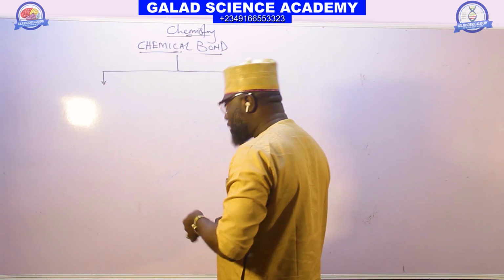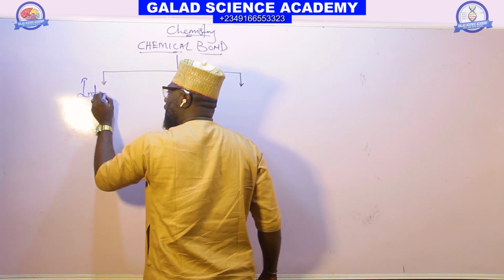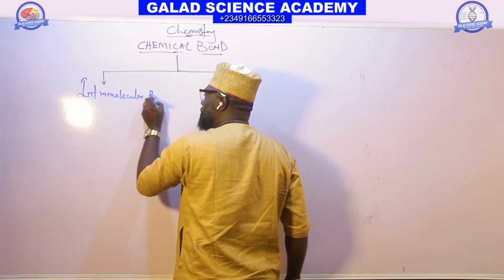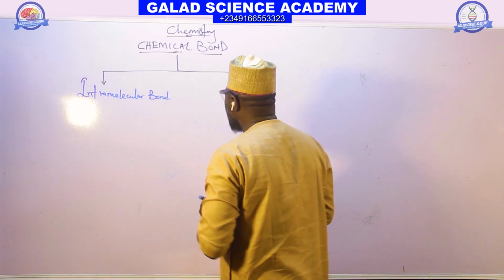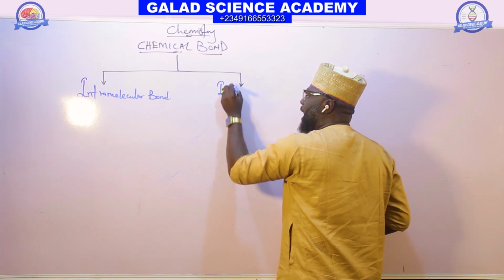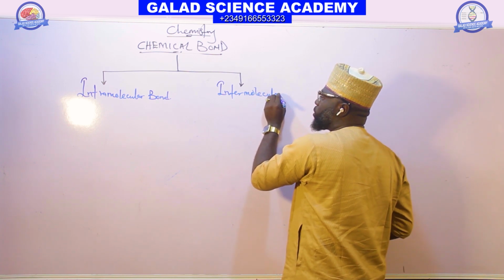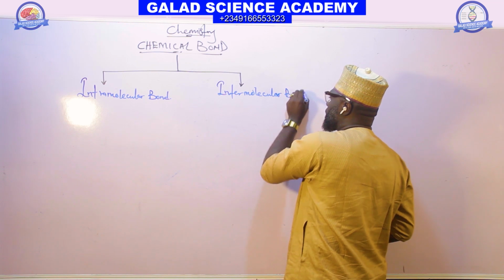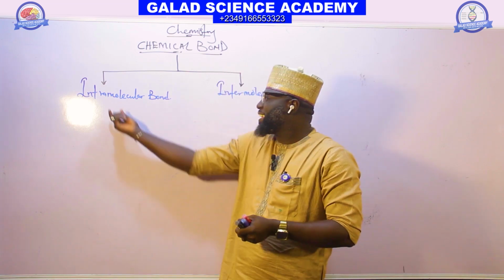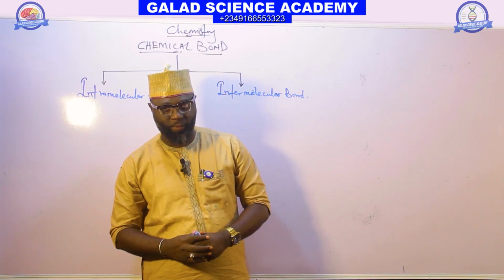The first one we have is intramolecular bond, and the second one is intermolecular bond. There are two types of chemical bonding: we have intramolecular bond, and then we have intermolecular bond.